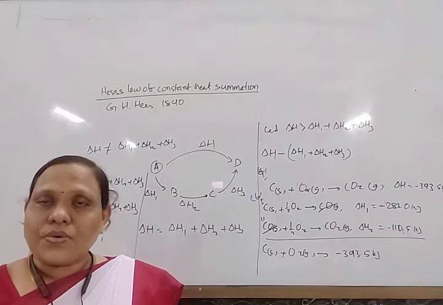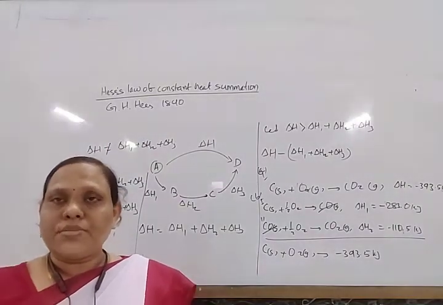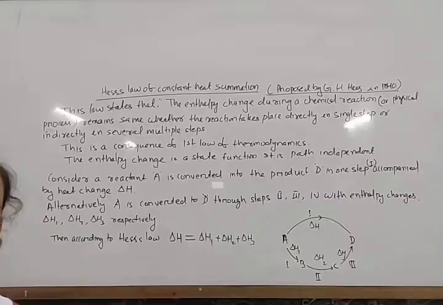Now note down Hess's law, and after that we will discuss some problems. So note down first: this law states that the enthalpy change during a chemical reaction remains the same whether the reaction takes place directly in one step or in several multiple steps. This is a consequence of the first law of thermodynamics, or it also states that enthalpy change is a state function; it is independent of path, so it is path independent.